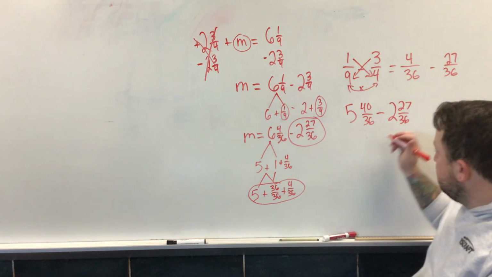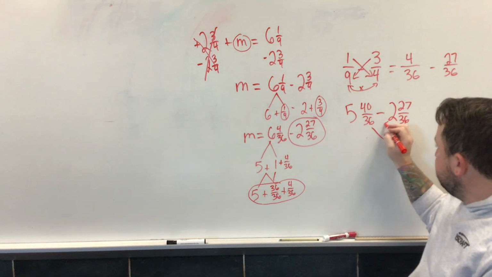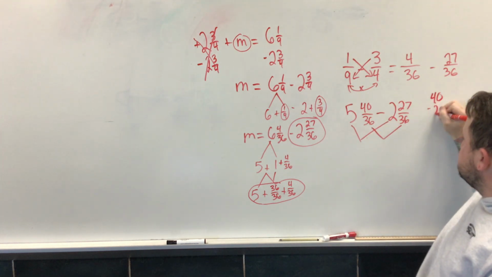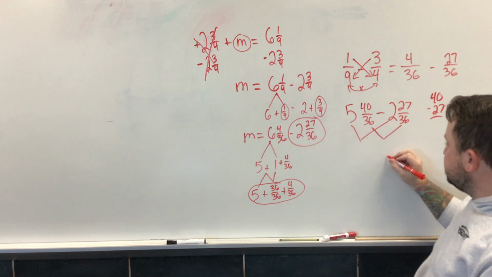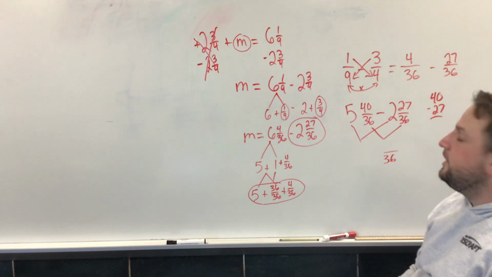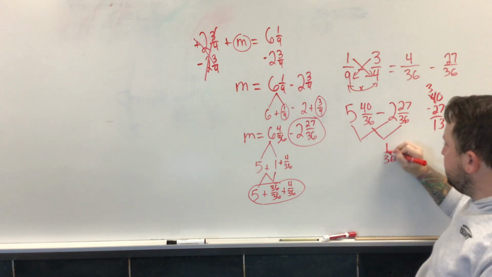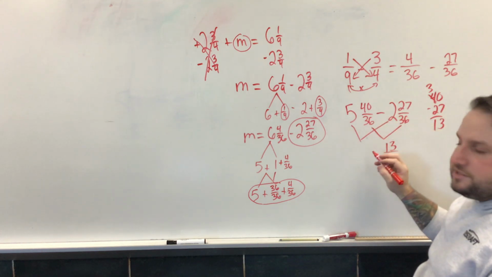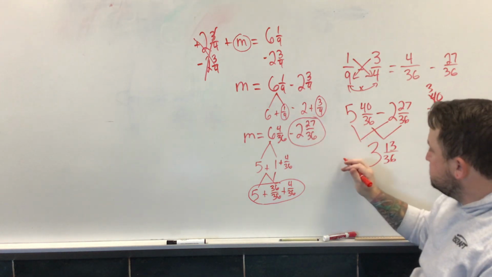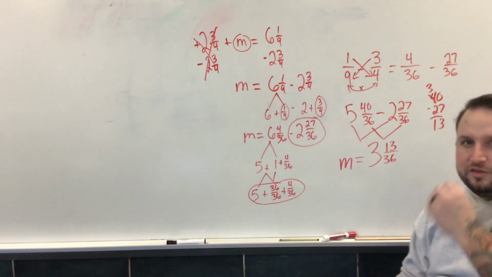Okay? Now it's simply combining like things. We're going to combine our fractions. We're going to combine our whole numbers. We have to subtract 40 minus 27. We're keeping the 36 because it's saying that that's our denominator. We never change our denominator. Okay? 40 minus 27 looks a whole lot like 13 to me. 5 minus 2 looks a whole lot like 3. So, in this case, m is going to equal 3 and 13/36.